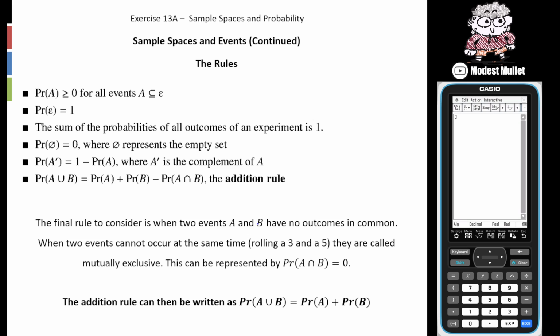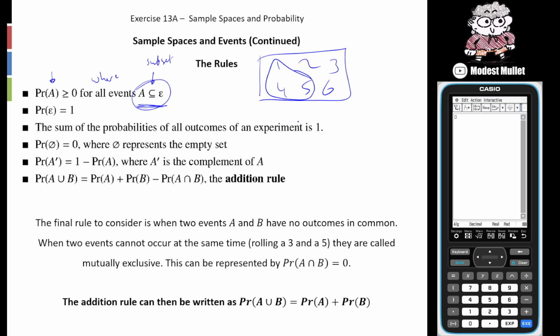A couple of rules on events and sample spaces. The probability of A, where A is a subset of the sample space. This symbol means subset. So A is some part of the sample space. Again, we think of the whole sample space as 1, 2, 3, 4, 5, 6. And if we're saying A is some subset of it, it means it has to be some part of it. Maybe it happens to be the 1, 4, 5. Then the probability of A, since it is part of the sample space, is equal to or greater than 0.